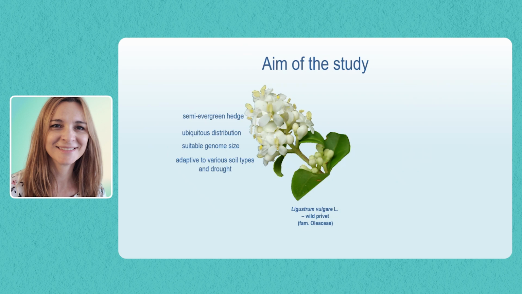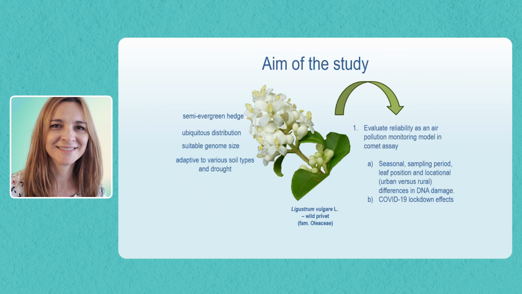So we wanted to check if Ligustrum vulgare, or wild privet or European privet, is a suitable plant for a plant Comet Assay. So we want to evaluate its reliability, and if it's reliable, to test seasonal sampling period, leaf position, and locational differences in DNA damage. Since the COVID-19 outbreak happened during the project, we could also monitor the effects of the COVID-19 lockdown on the air quality and consequently on the DNA damage in our plant models.